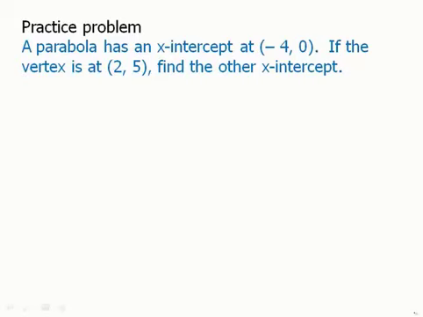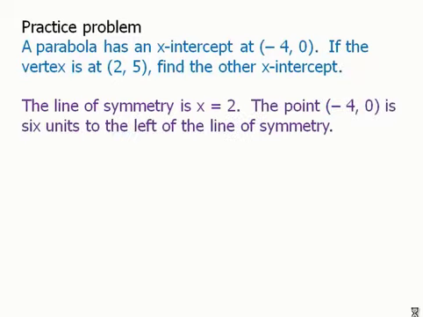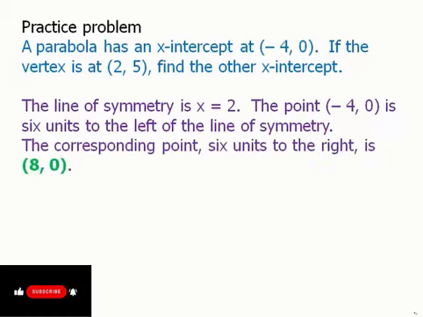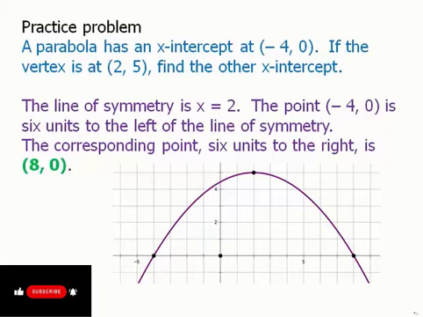Well, this is interesting. Because we know the vertex, we know the line of symmetry. The line of symmetry has to be x equals 2. Well, let's think about this. The point -4, 0 is 6 units to the left of the line of symmetry. So its reflection would have to be 6 units to the right of the line of symmetry, and so that would be the point 8, 0. And that's the other x-intercept. So notice that all we had to do was think about symmetry. We didn't have to do any elaborate calculations. Here's the picture just to verify what's going on.